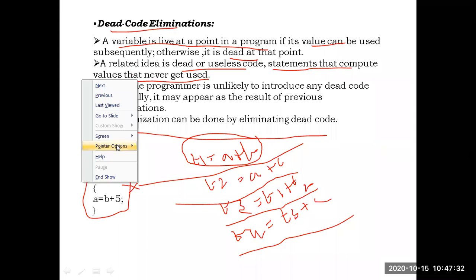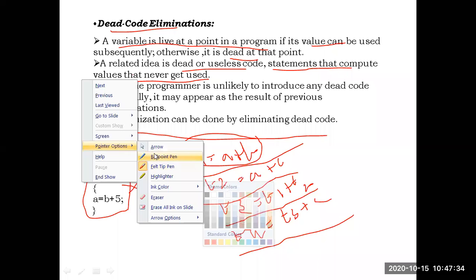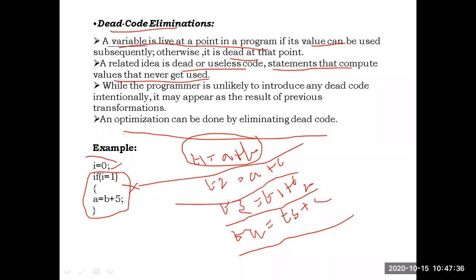First point, you see which variable is live. A variable is live at a point in the program if its value can be used subsequently. If the value of that variable is used in the remaining part of the program, it is called live at that point, otherwise it is declared as dead at that point of time.